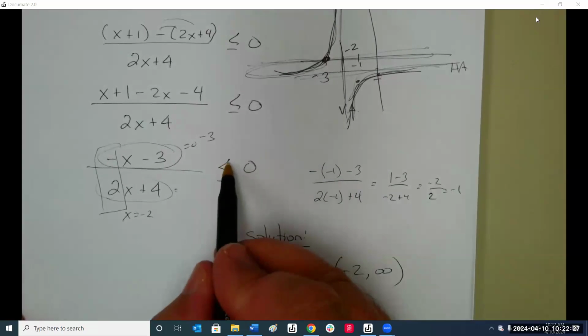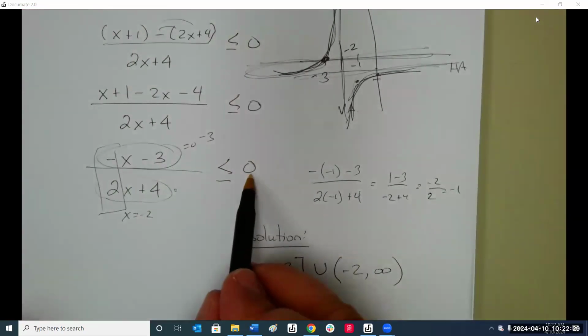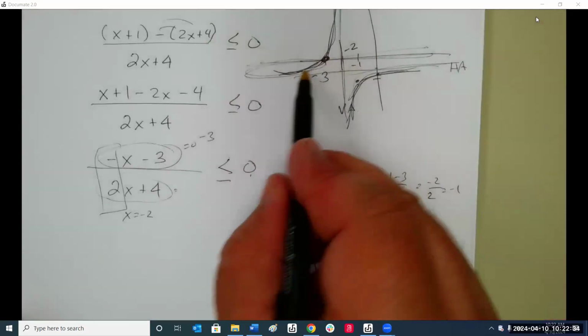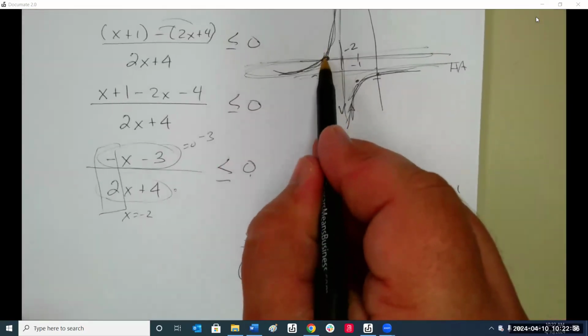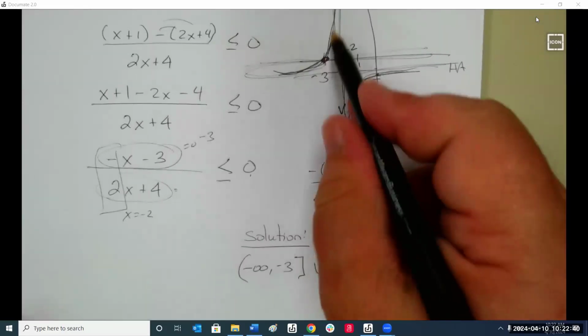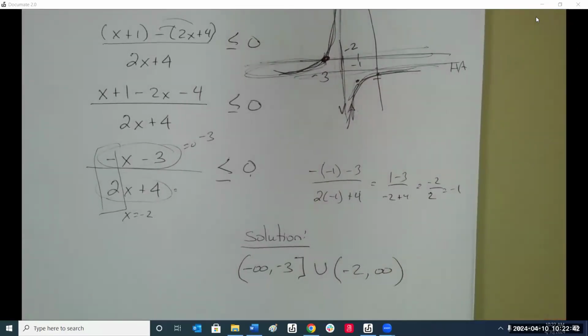So yeah, you have to be careful. Once you get everything set up as 0 on one side, I only want what's below the x-axis. It's from -infinity to this point, and then everything from this vertical asymptote on out. And the last one.